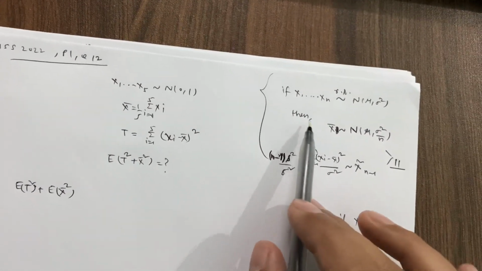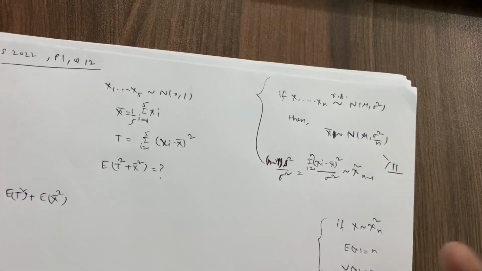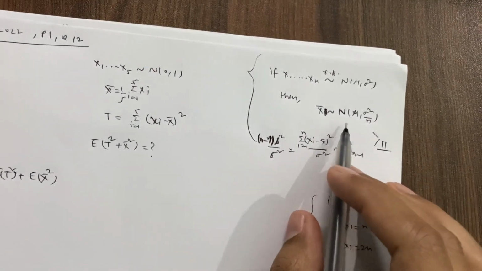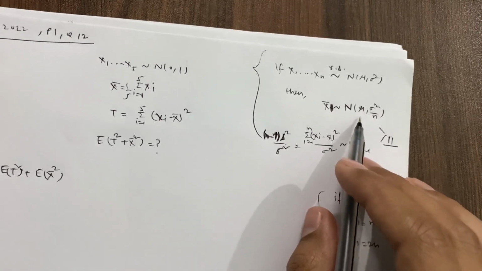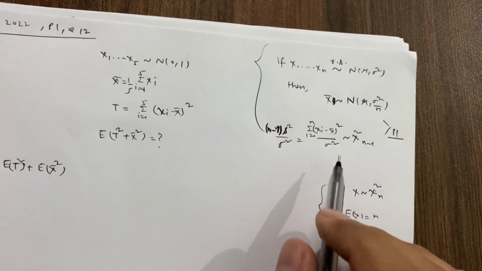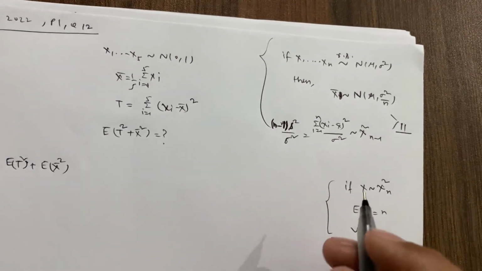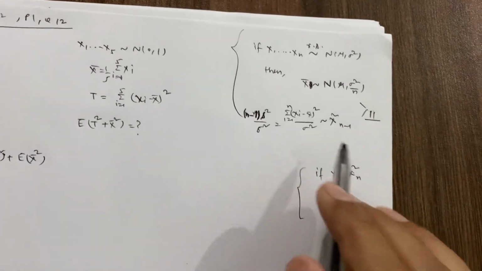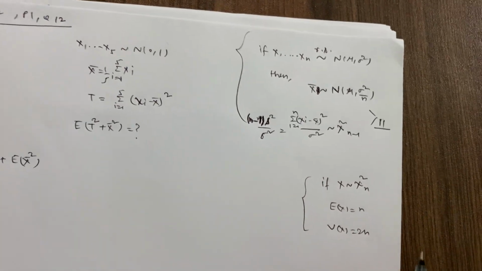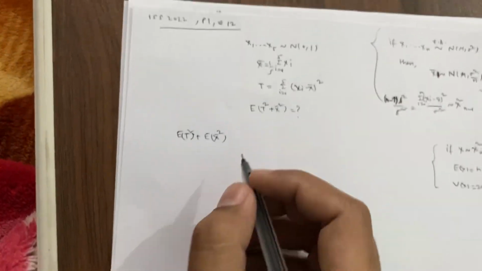So then x bar, if we take a sample from a normal population, then its mean will follow a normal distribution with parameters mu and sigma square by n. And this expression of ours, we can also write as n-1 s square by sigma square, where s square is the sampling variance. Then this will follow a chi-square distribution with n-1 degrees of freedom. Okay, so these are the results we will be using for solving this question now.